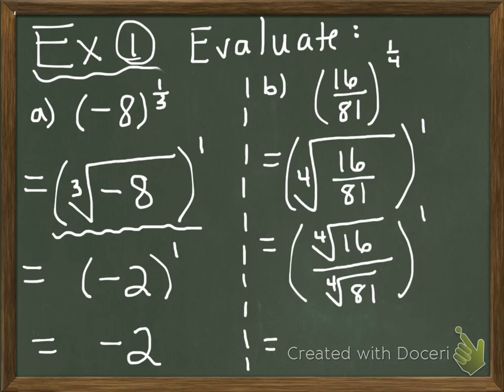The quartic root of 16 is 2, because 2 times 2 times 2 times 2 is 16, and the quartic root of 81 is 3. And I've got to raise that to the power of 1, and anything raised to the power of 1 is just itself. So the answer to that one would be 2 over 3.